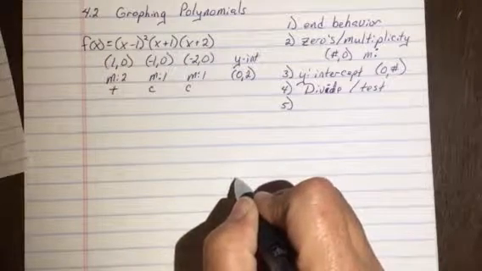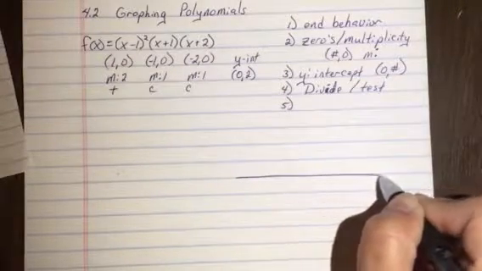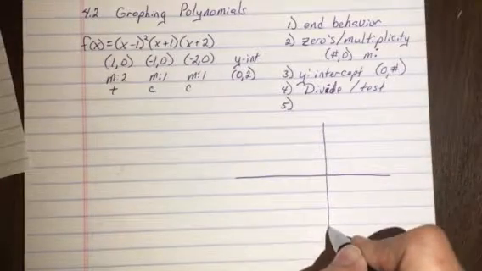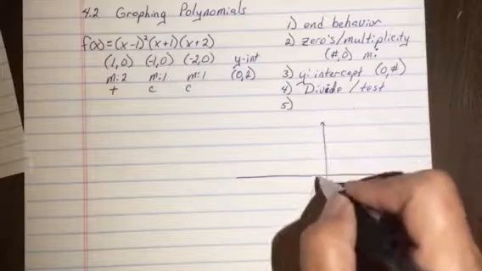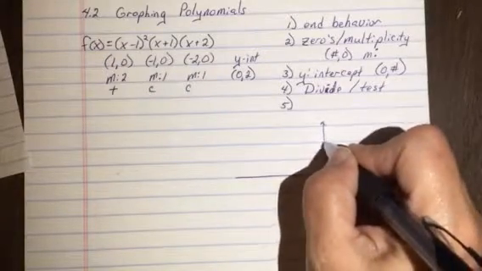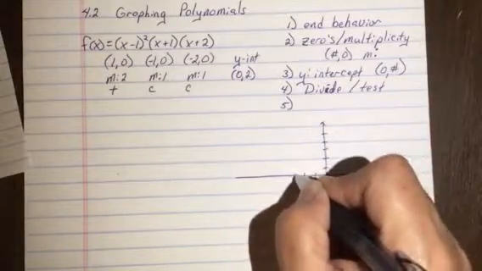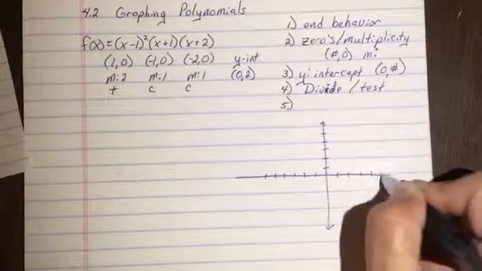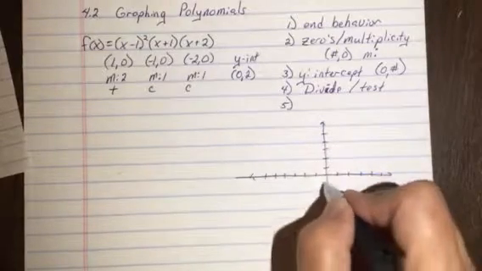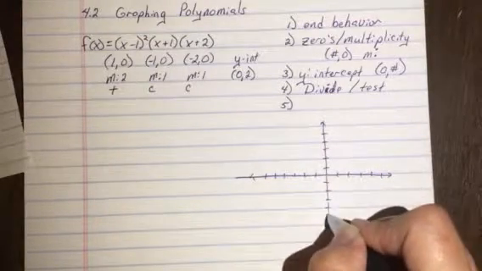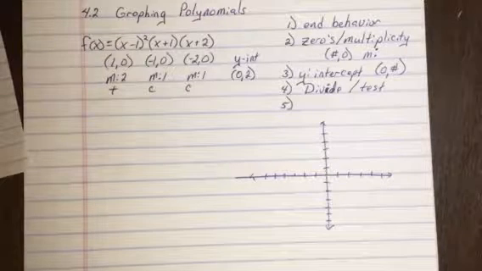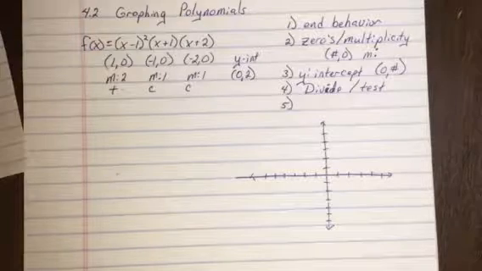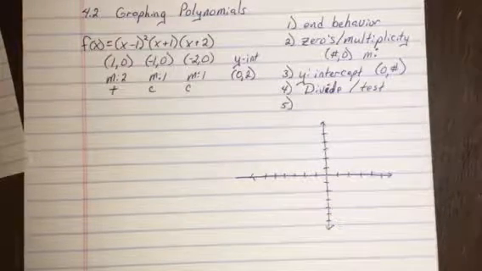Okay? So I'm going to go ahead and start. So here's my rough graph. 1, 2, 3, 4. And by the way, these are not going to be perfect, because if I wanted perfect, we'd be using computerized graphing. All right. So I'm going to put on what I know.